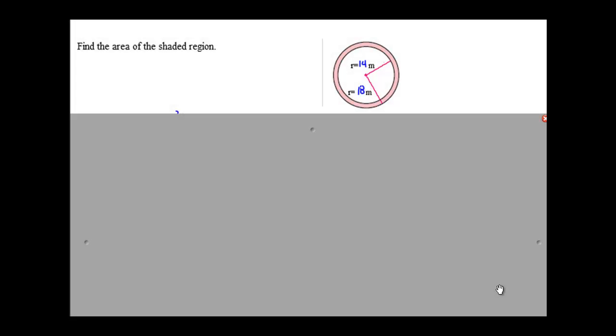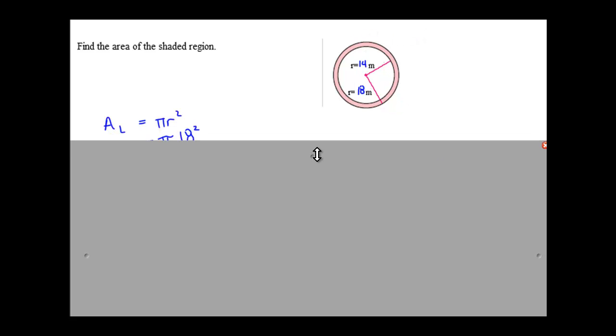Here we have another example of finding the area of a shaded region. In this case, we have a larger circle with a radius of 18, and it looks like we've cut out a smaller circle with a radius of 14. So just like the previous problem, we would take the area of the larger figure, which is a circle, and subtract the area of the smaller circle, so that we're basically cutting out that part and leaving the shaded area.